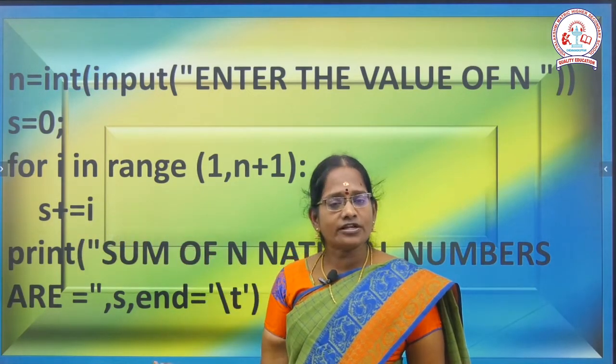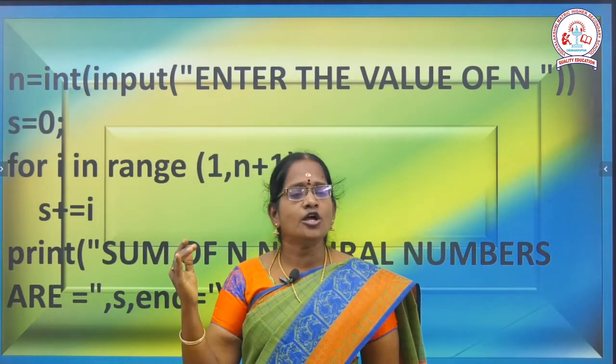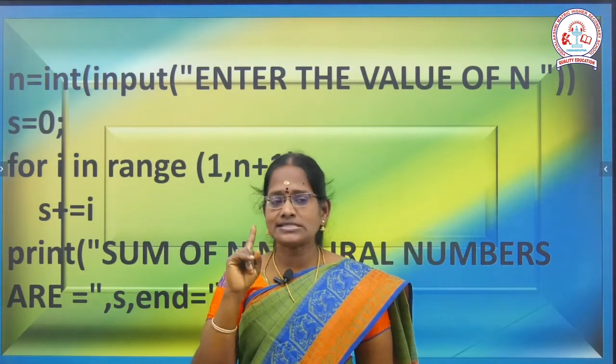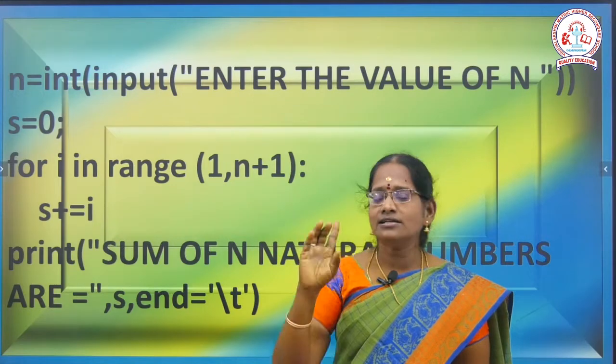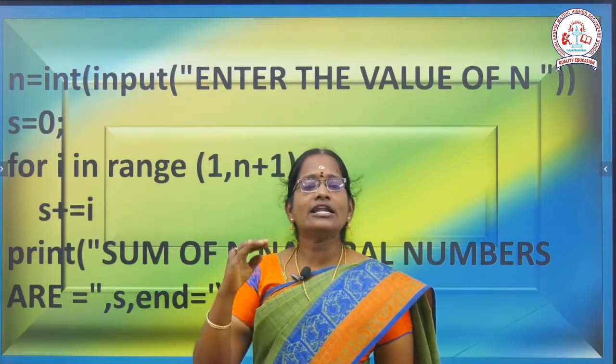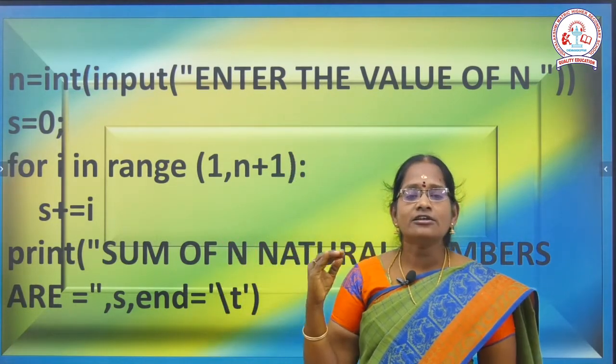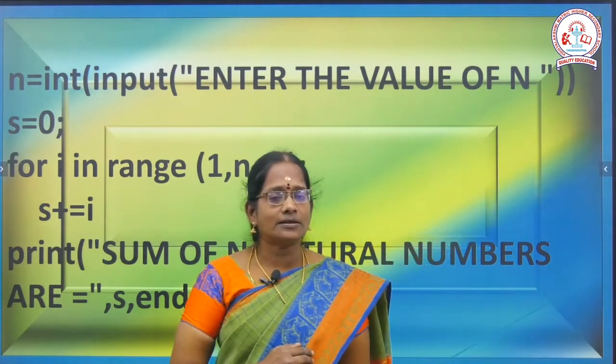The loop executed 5 times means 1 plus 2 plus 3 plus 4 plus 5. 1 plus 2 is 3, 3 plus 3 is 6, 6 plus 4 is 10, 10 plus 5 is 15. If you want to execute the program for 10 terms, the answer is 55, which is printed on the screen.